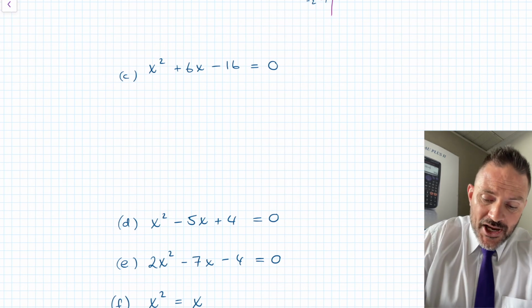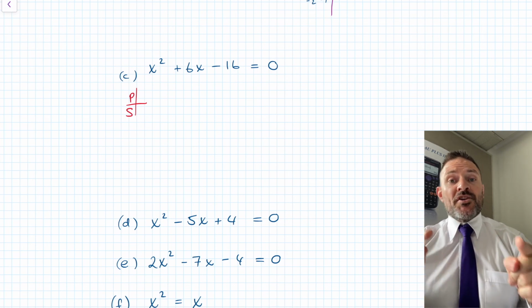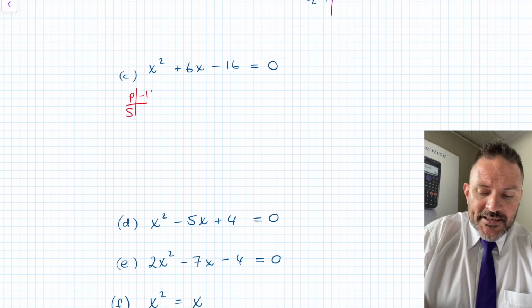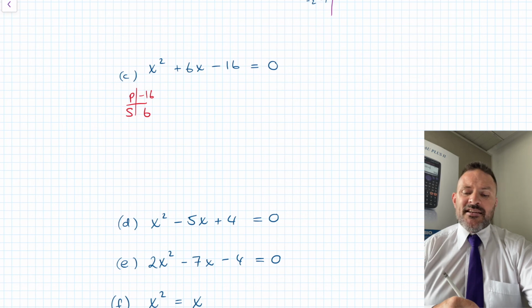Product and sum, again, you don't need to write the scaffold out at your level of mathematics. You don't need to. You should go straight to the factorized form. However, I'm going to do it for argument's sake. Product is negative 16, sum is 6. Okay, two numbers. I'm thinking about 16 and 1, don't work.